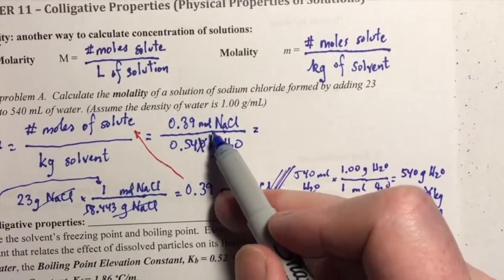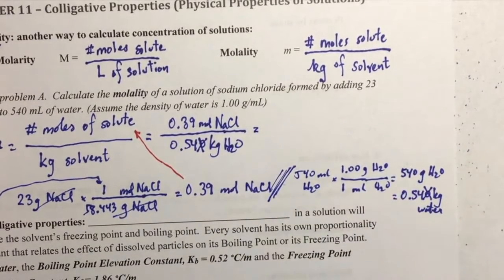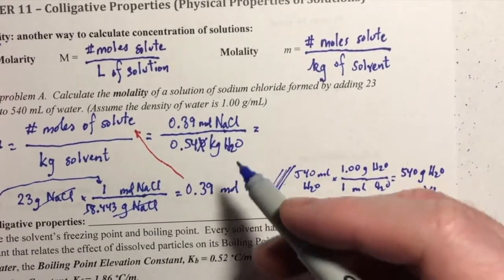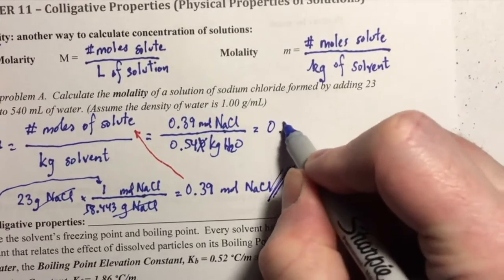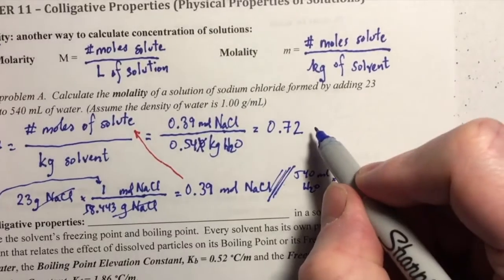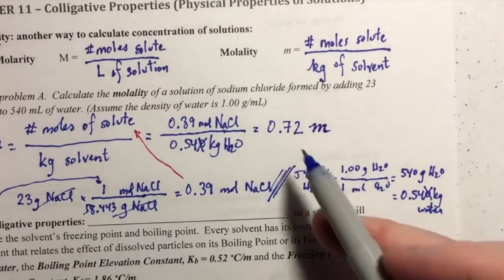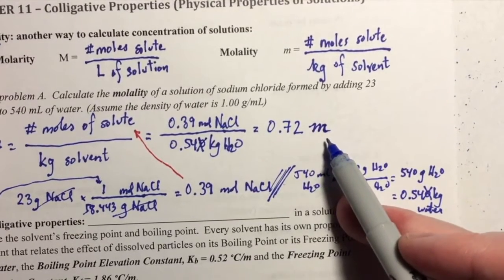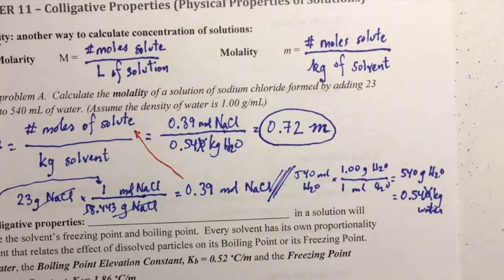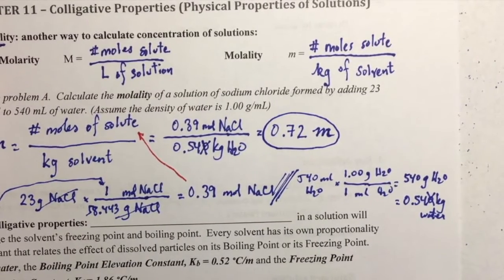So we've got 0.39 moles of the solute divided by 0.54 kilograms of the solvent. And when I do that math, 0.39 divided by 0.54, I get 0.72 as my answer. And my units here are going to be molal units. Molal. So it's 0.72 molal solution. Okay? And that's how we calculate a molality of a solution.